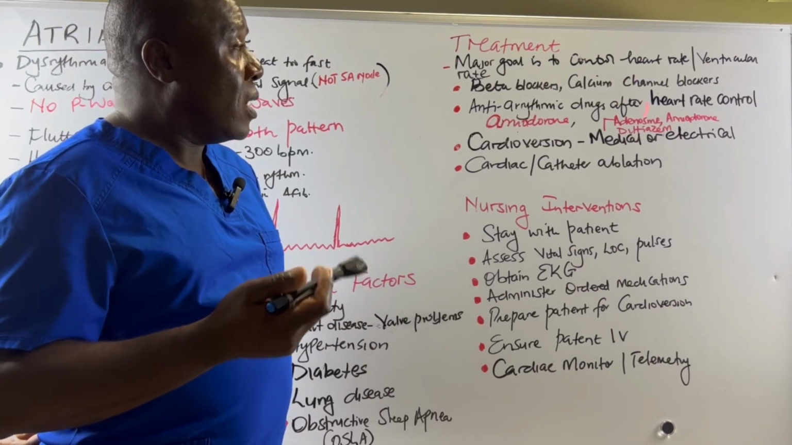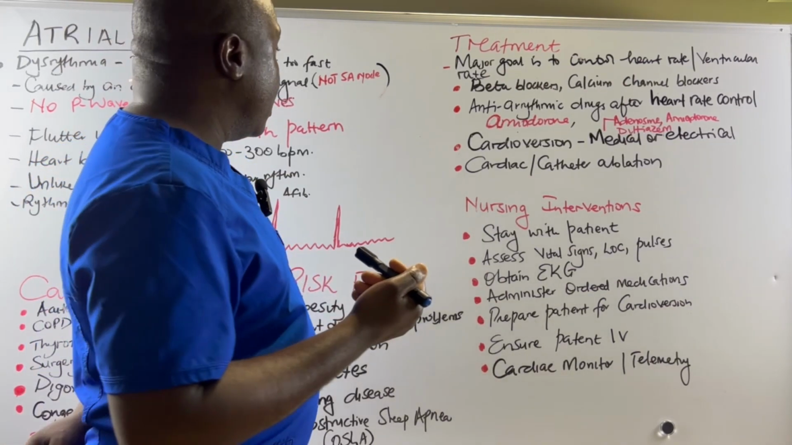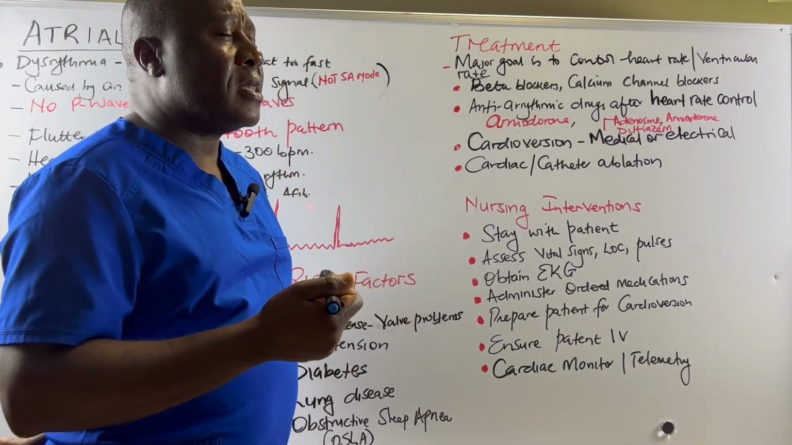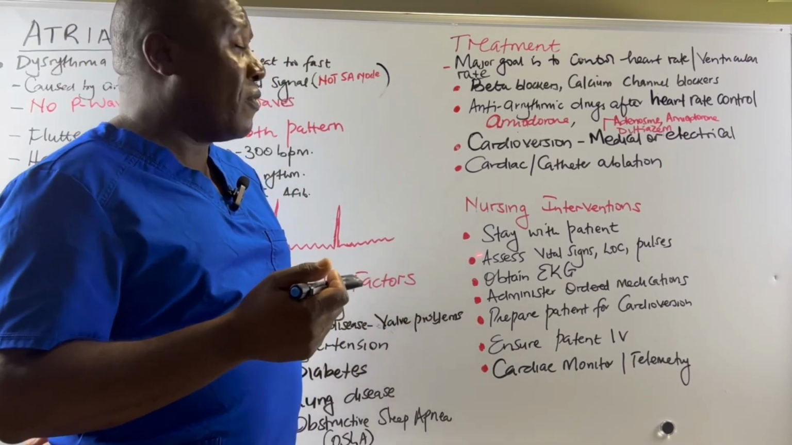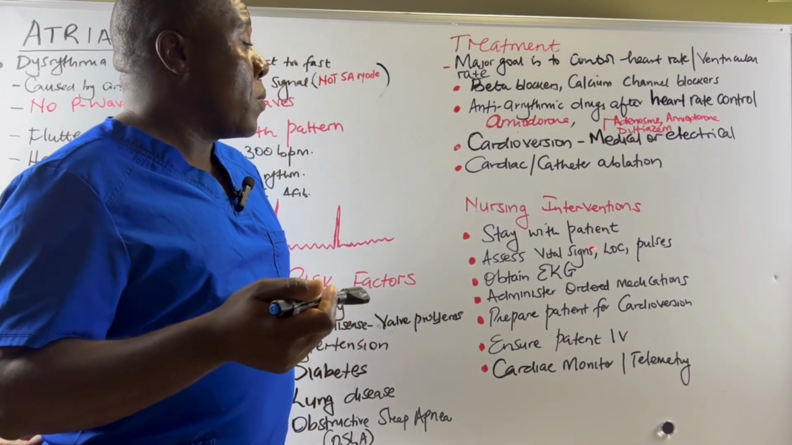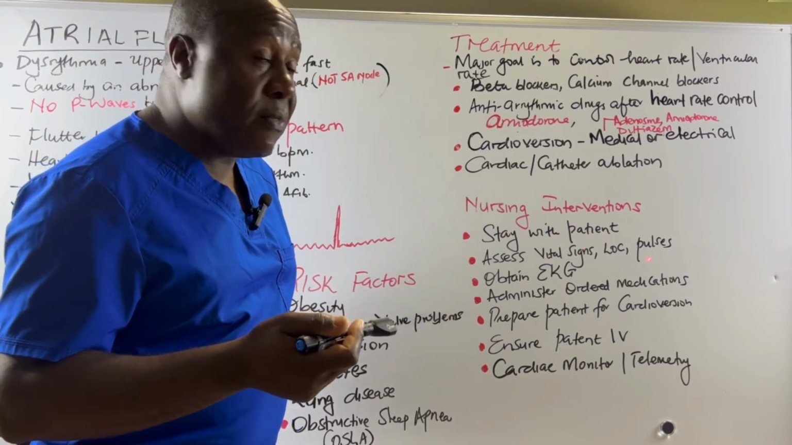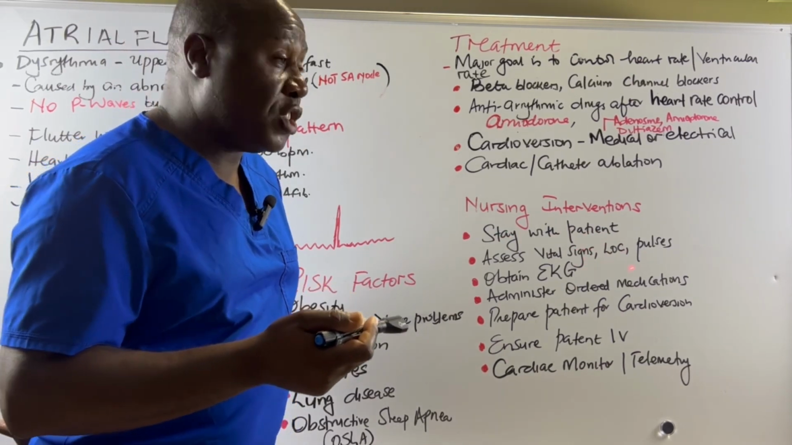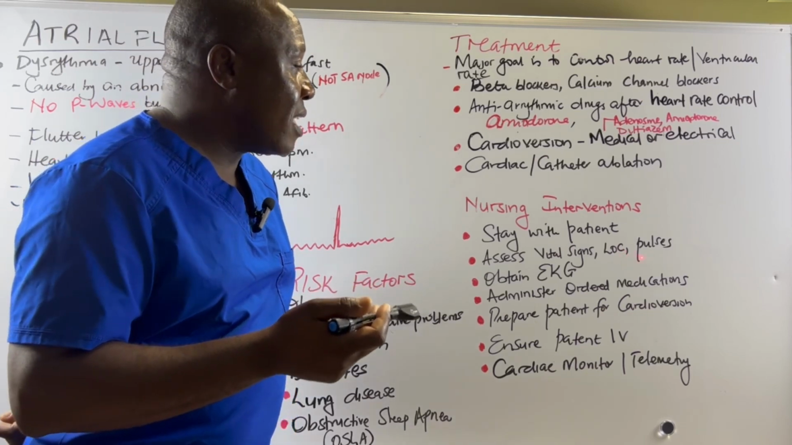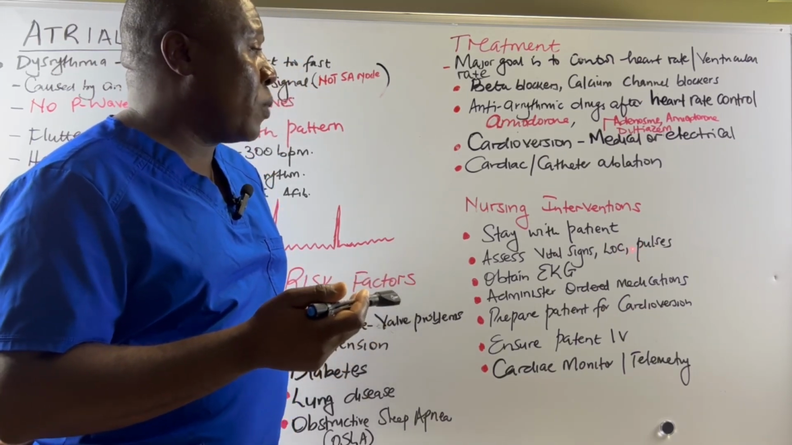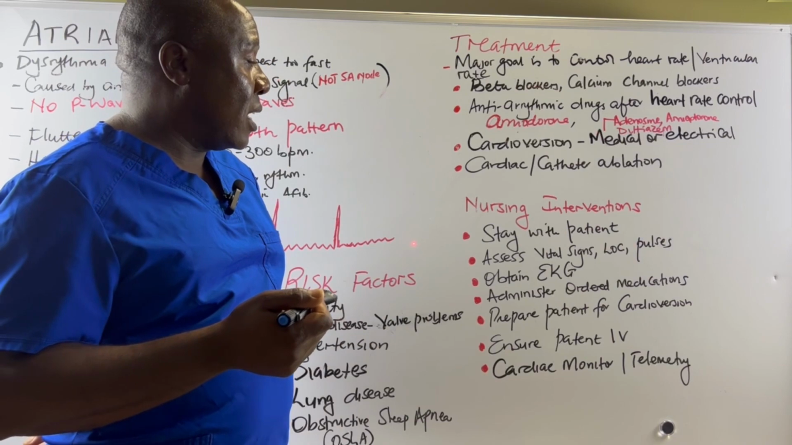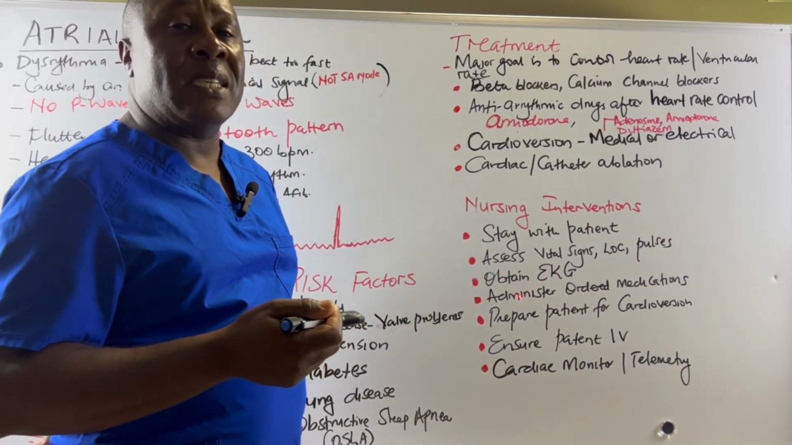Because remember, the atria are beating at a very fast rate. So we are assessing their blood pressure, their heart rate, and their level of consciousness. Are they having a change in level of consciousness? Assess their pulses. How are those pulses? Are they so fast as a result of this heart rhythm? Then also obtain an EKG, an electrocardiogram.